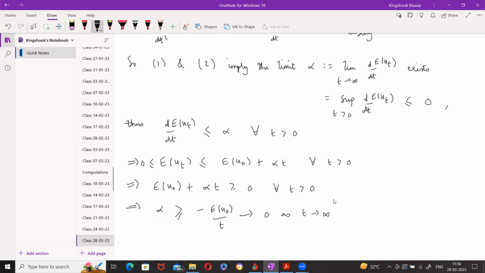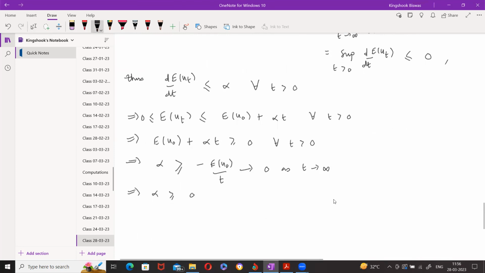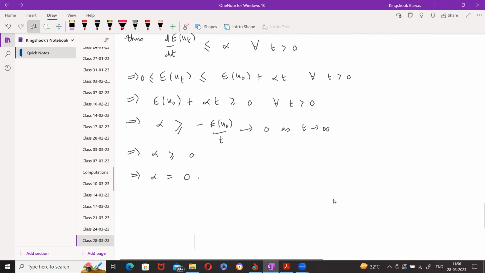So that implies that alpha is greater than or equal to 0, but we already have alpha less than or equal to 0. And so alpha is equal to 0. So what I've done by this formal proof, actually, if you think about the picture, it's very easy.